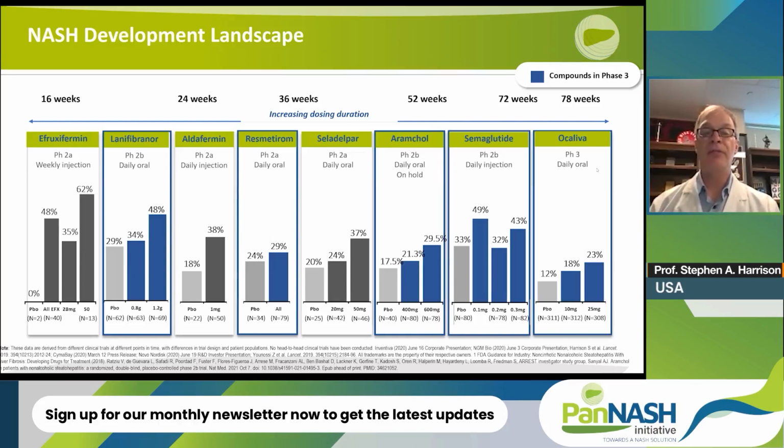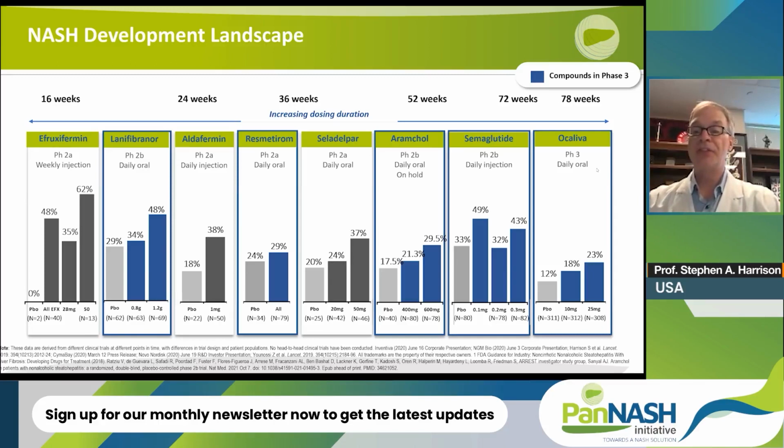When looking at compounds that are now in phase 3 development, I show you results from their phase 2 trial. And here we have lanifibranor, 48% with the 1.2 gram dose or the 1200 milligram dose, compared to 29% for placebo. Resmetirom, 29% versus 24%. And I must say, parenthetically, with lanifibranor, the fibrosis treatment effect delta was significant. With resmetirom, it was not. And thus, with resmetirom, they're targeting predominantly NASH resolution in their phase 3. Aramcol, 29.5% for high dose versus 17.5% for placebo. Semaglutide, a bit all over the map, but you see a 32 to 49% treatment response rate with drug versus 33% for placebo.